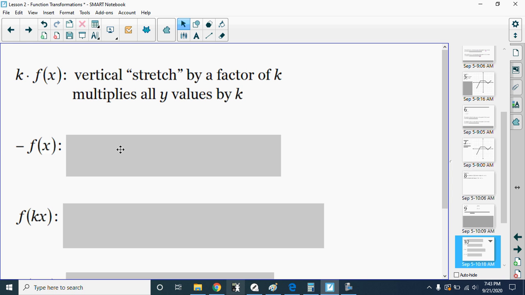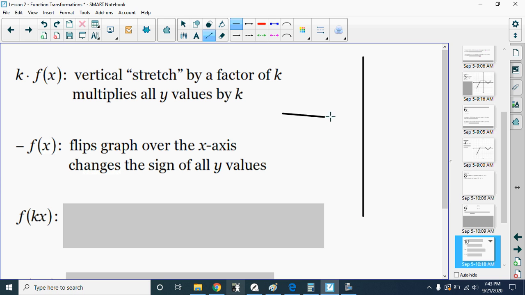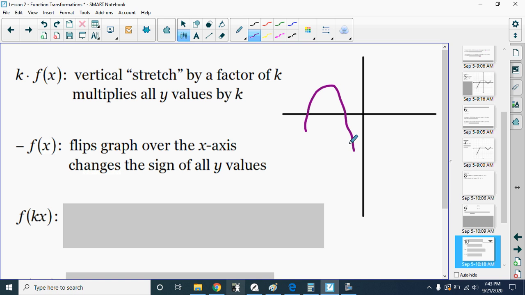Negative f of x is going to flip the graph over the x-axis. So if that's my y-axis, that's my x-axis, and the graph used to look like this. So if this is f of x, negative f of x would look like that. And it changes the sign of all the y values. The graph's not perfect. That looks a little better.